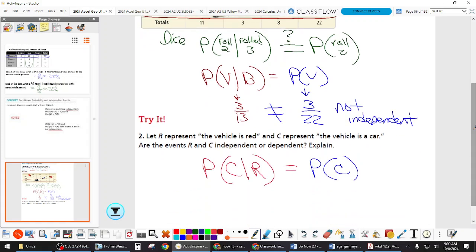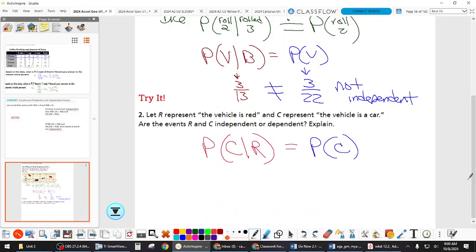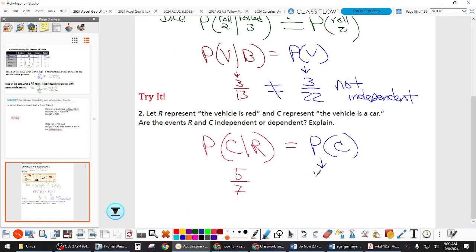This one says knowing it's red, what's the probability it's a car? So, how do we do that? Knowing it's red, what's the probability that it's a car? 5 out of 7. Okay, that's 5 out of 7. And then, what's the probability of it being a car? 11 out of 22. Are those the same? No.